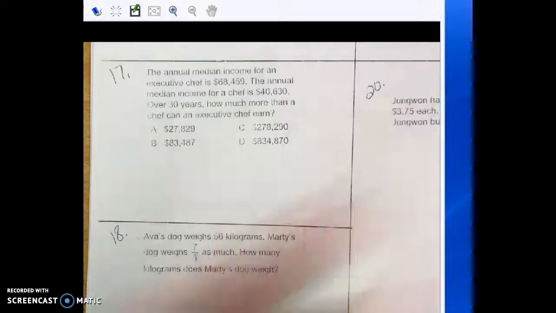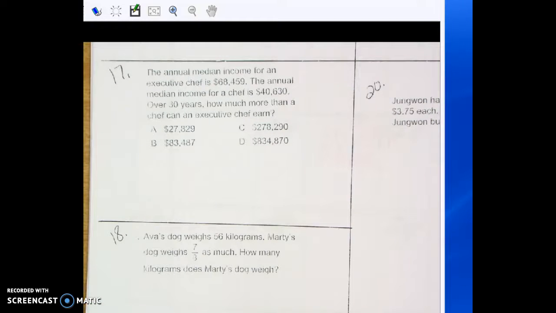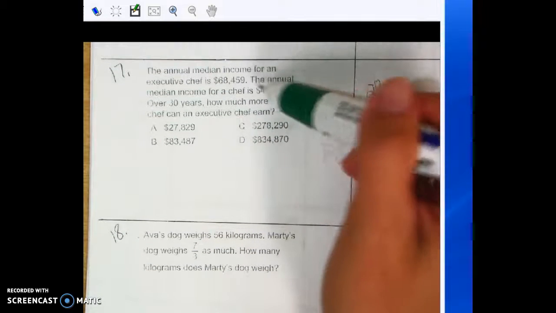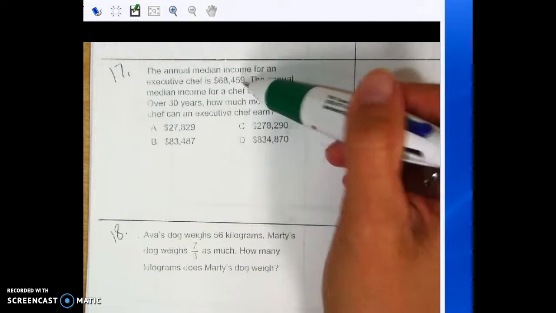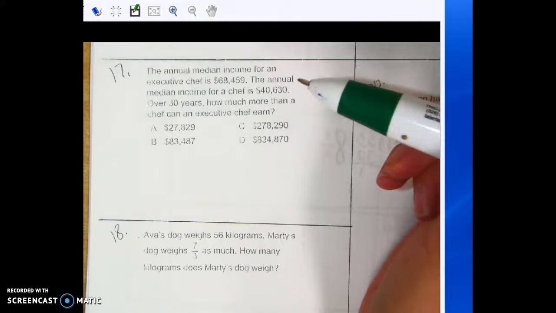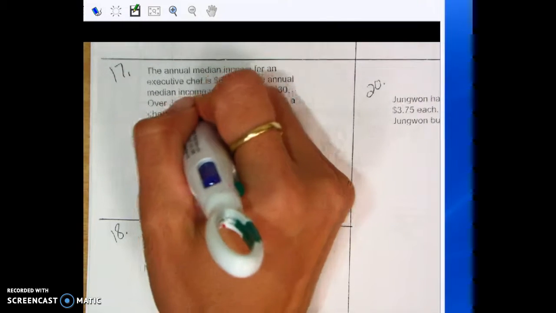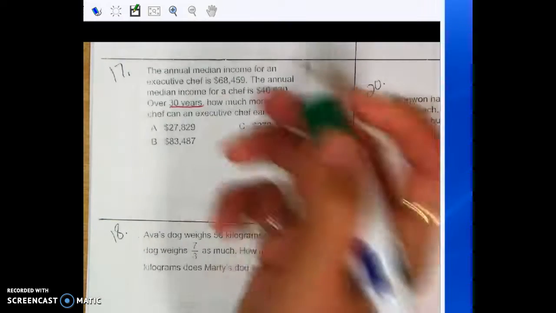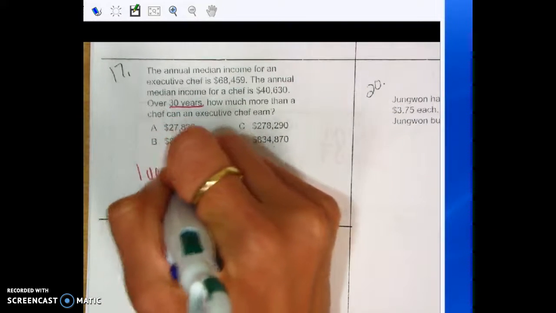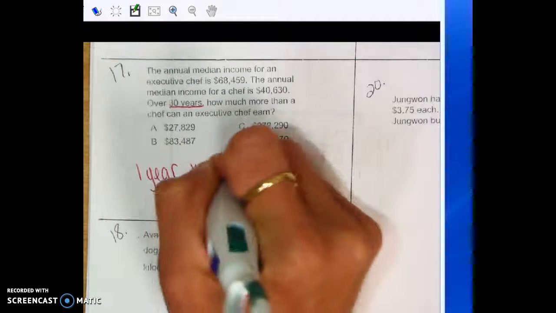The annual median income for an executive chef is $68,459. The annual median income for a chef is $40,630. Over 30 years, how much more than a chef can an executive chef earn? Okay, so this is a yearly amount that they both earn. So find how much more an executive chef can earn in a year, but then it says over 30 years. So find how much more he earns in 1 year, but then it wants 30 years, so multiply that by 30.